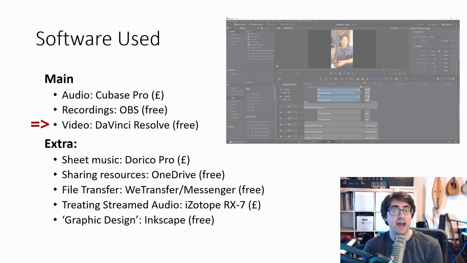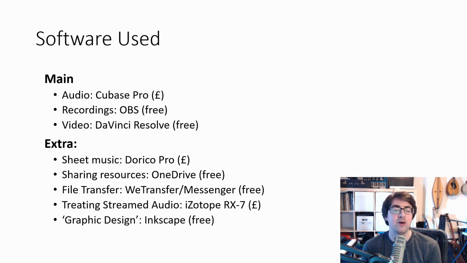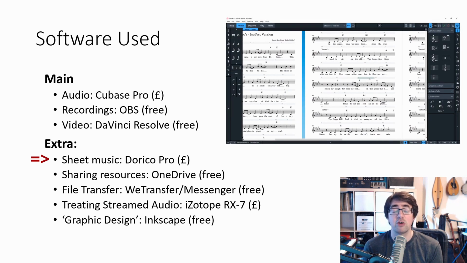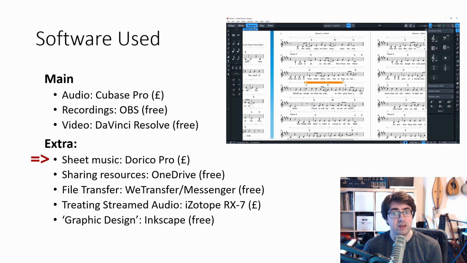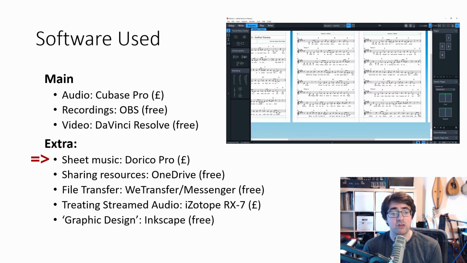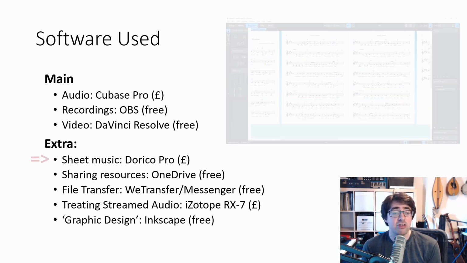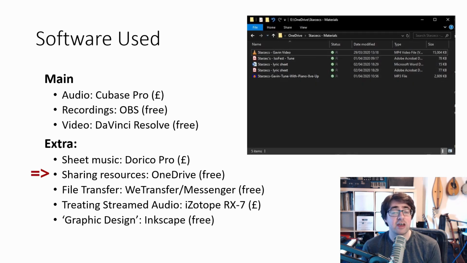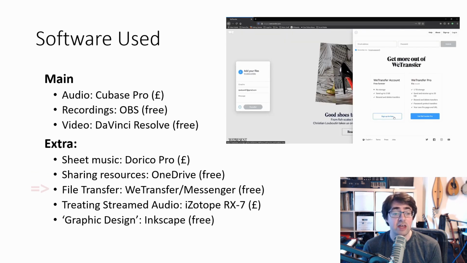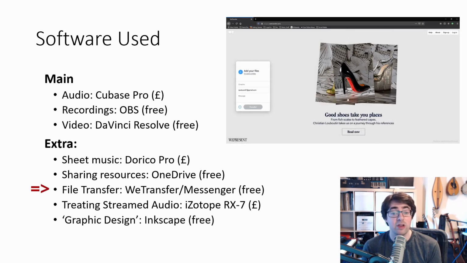And then just the extra things on the side, which are useful to be aware of. For the sheet music, so for the actual notation of Gavin's original performance, I did that in Cubase Pro. The resource sharing was taken care of via a OneDrive folder, so I sent the guide track and the lyric sheet and the score to people in a OneDrive folder. They typically sent back all their files via WeTransfer or through Messenger, whatever actually worked.